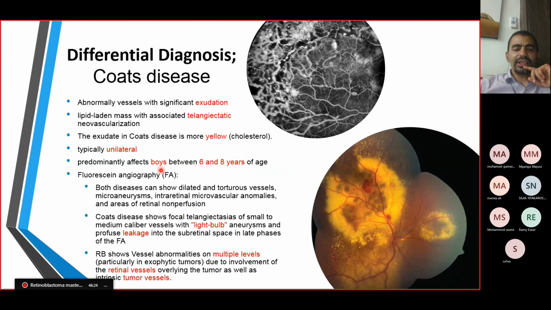Usually it's in boys and at an older age, 6 to 8 years, and not less than 5 years, like retinoblastoma. And usually the fluorescein angiography is very useful to show those telangiectatic blood vessels, or what we call light bulb aneurysm-like blood vessels. Okay.